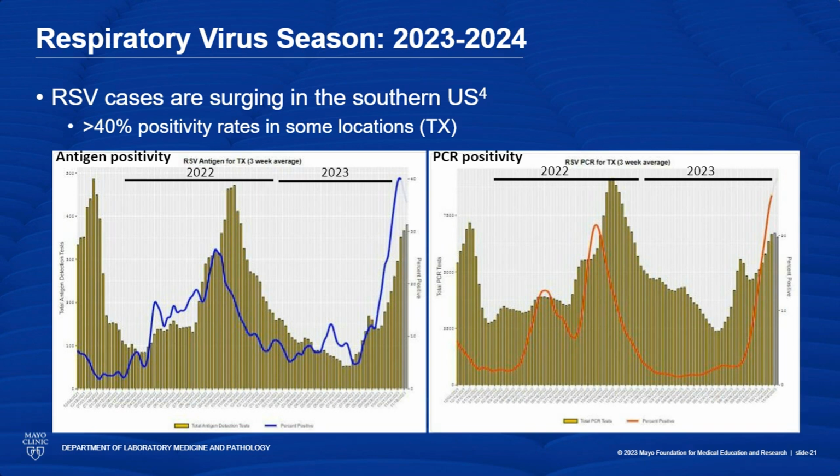I looked at our Mayo Clinic data yesterday, and we are creeping up. Whereas 2 weeks ago, we were seeing positivity rates for RSV in the single digits, we're now above 20%. So it's definitely starting to migrate to the northern states in the country.